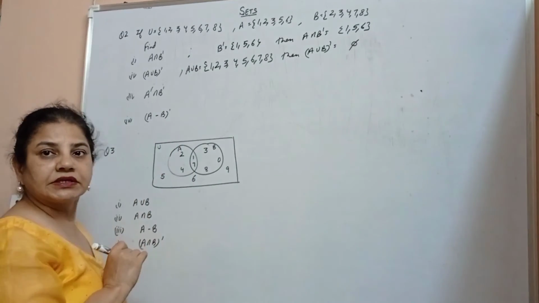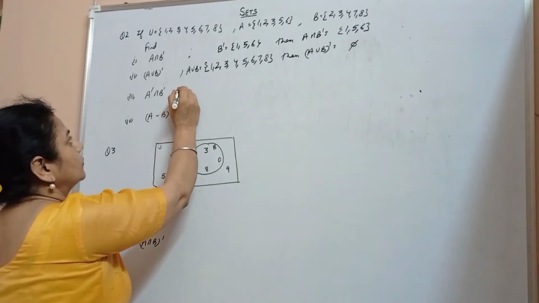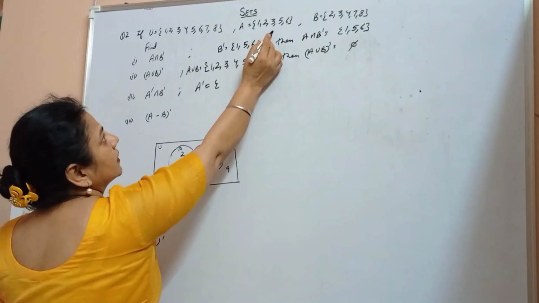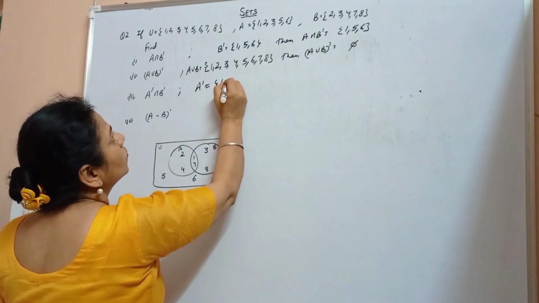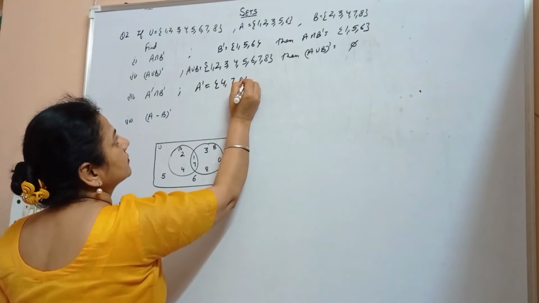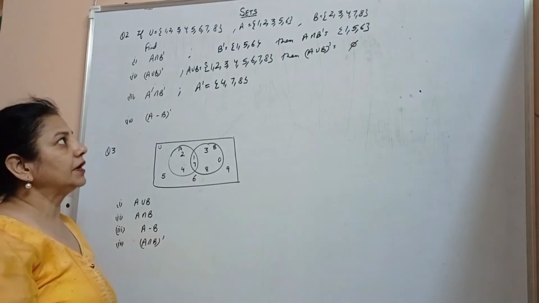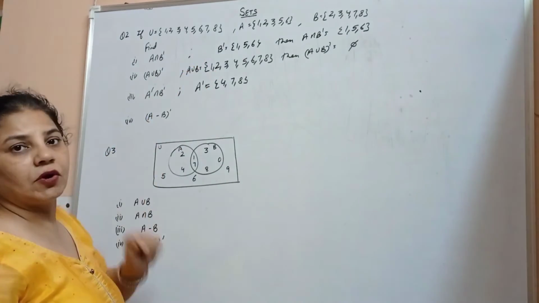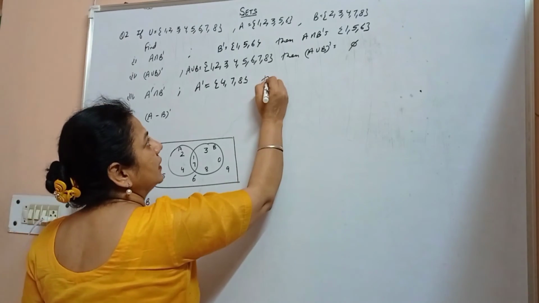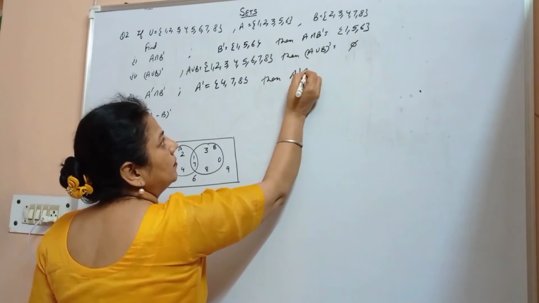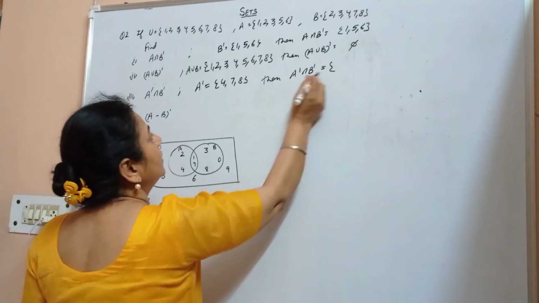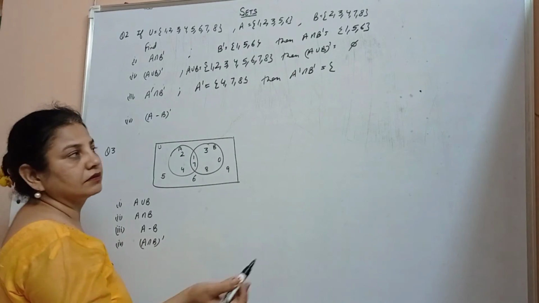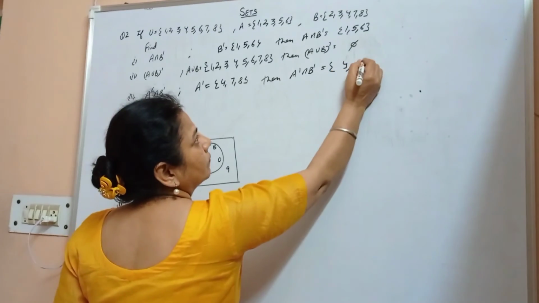A complement intersection B complement. Okay, calculate A complement. A complement will be, comparing with the universal set, 4, 7 and 8. A complement I have calculated. B complement I have already calculated. So I have to take the intersection of A complement and B complement. Then A complement intersection B complement will be the common elements in these two sets. Nothing. Empty set.